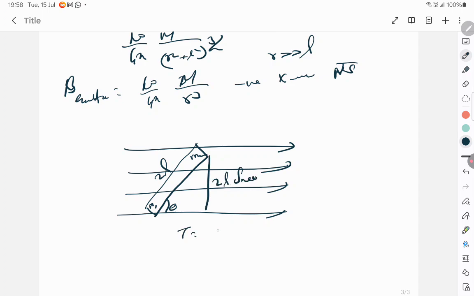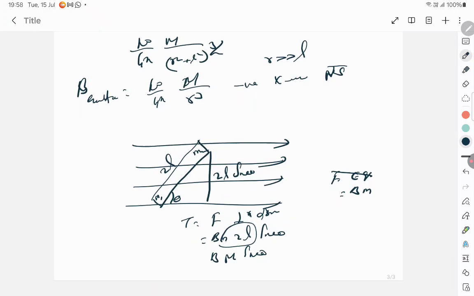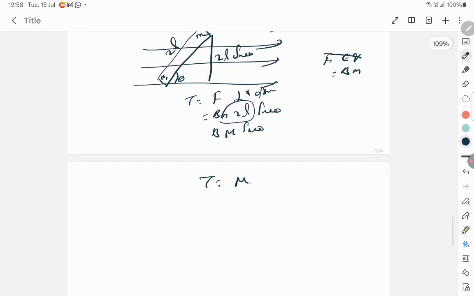Torque is equal to force times perpendicular distance, and force is E times Q, since E equals F by Q. Here, it's magnetic field times pole strength small m, B times small m times 2L sin theta. The product 2L times small m is capital M, so it's B capital M sin theta, which becomes torque equal to M cross B. So torque will be maximum when theta is 90 degrees, and torque will be 0 when theta is 0, and so on.